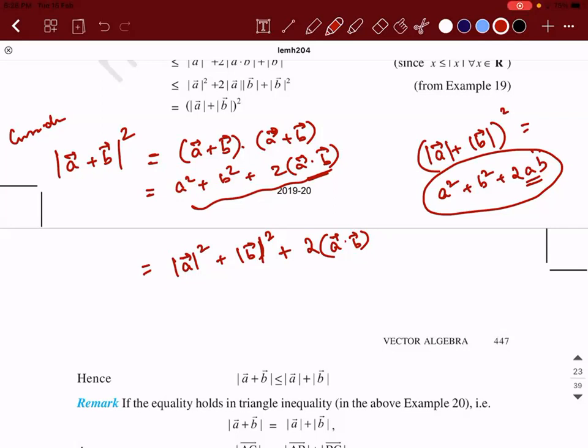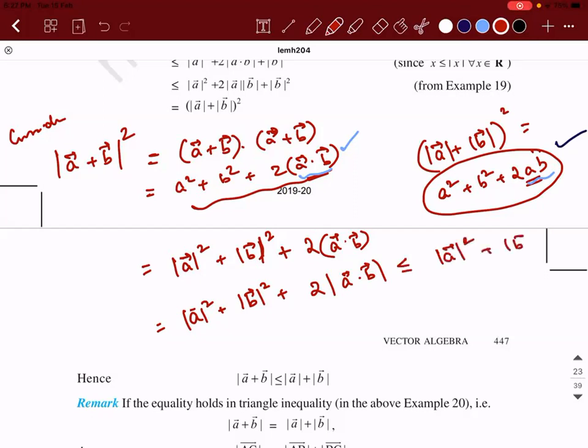Guys, I asked a simple question. What is the difference between the one which is there in blue and the one which is there in light blue? That's A vector dot B vector. Here it is the dot product between A and B. Here it is the product of magnitudes of A and B. So from the previous property, can I write, if I take this as magnitude of A square plus magnitude of B square plus 2 times A vector dot B vector, then this is less than or equal to magnitude of A square plus magnitude of B square plus 2 times magnitude of A vector into magnitude of B vector.